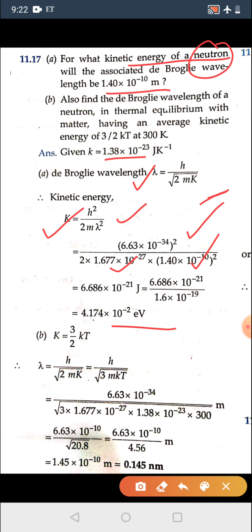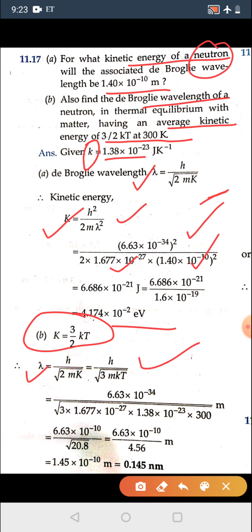But in the second part, it is asked to find the de Broglie wavelength of a neutron in thermal equilibrium with matter having average kinetic energy of 3 by 2 kB into T. Here kB is Boltzmann's constant. If you compare, kinetic energy is equal to 3 by 2 kB into T, and lambda is h upon under root 2mK. So if you substitute its value, it will be h upon under root 3mkB into T. By substituting all values, you will get the wavelength.